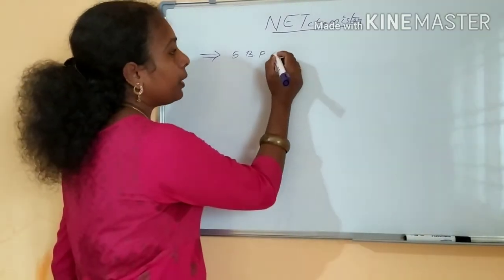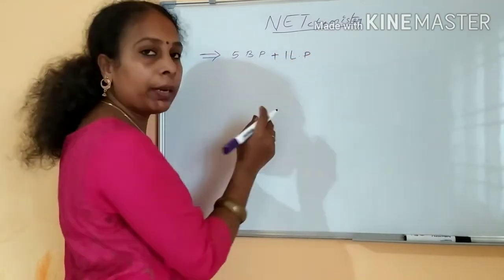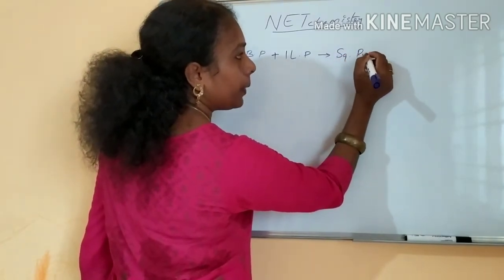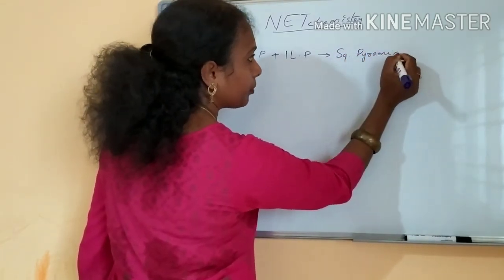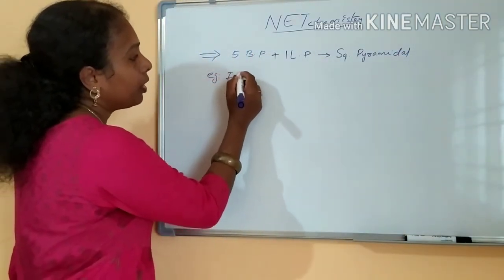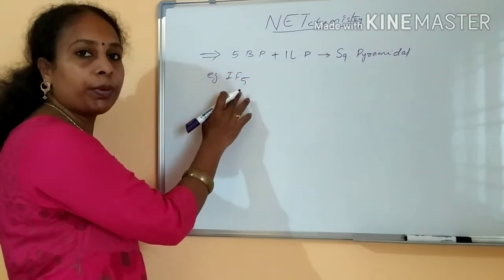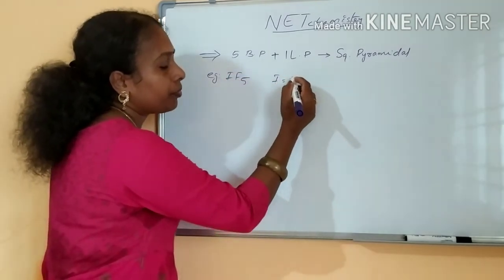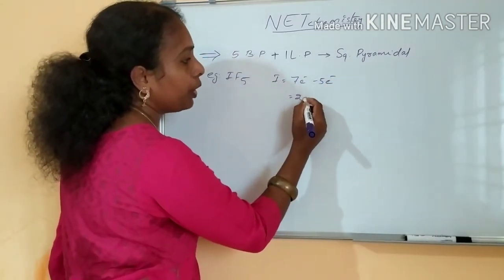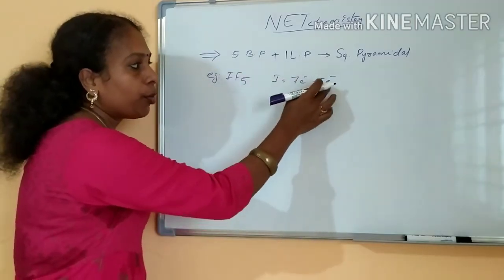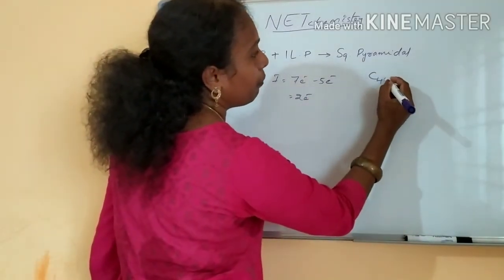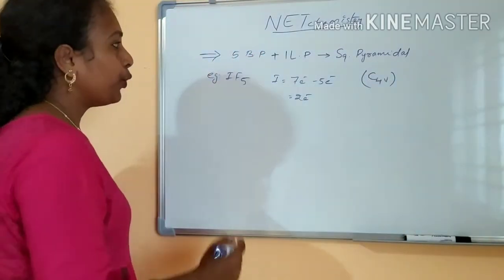Next is 5 bond pair plus 1 lone pair. 5 bond pair plus 1 lone pair, the molecule will be square pyramidal. Okay, not square planar, it is square pyramidal. Example I am writing IF5. 5 bond pair, iodine is having 7 electrons, 5 are bonded to fluorine atom, so remaining 2 electron, 1 lone pair. Okay, so 5 bond pair plus 1 lone pair, the molecule will be square pyramidal and belongs to the point group C4V. Okay, C4V point group.